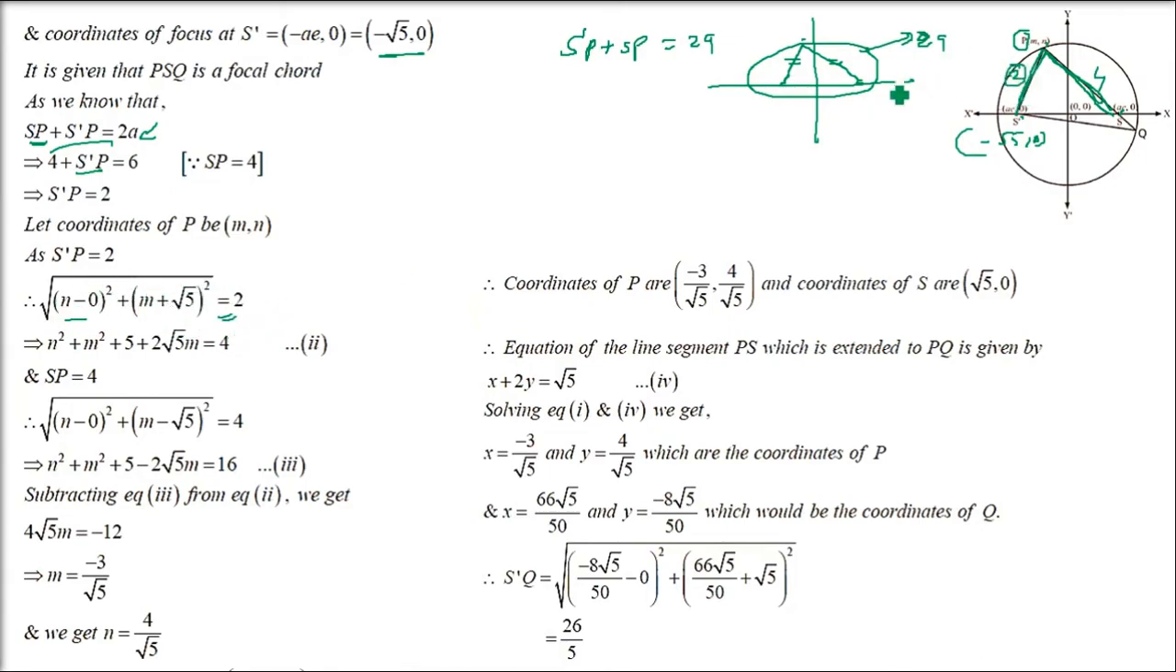This will be equal to 2. Because we just found it to be 2, there is one equation. Now SP we already know, it's given in the question, it's 2. So under root, (m minus root 5) whole square plus (n minus 0) whole square equals 4. So you got an equation here.